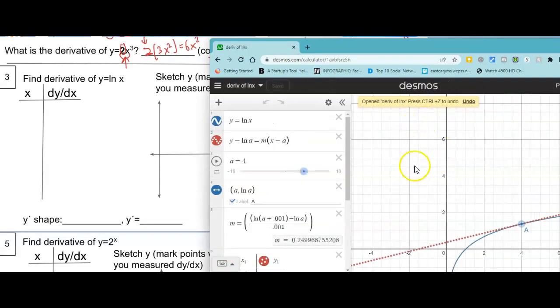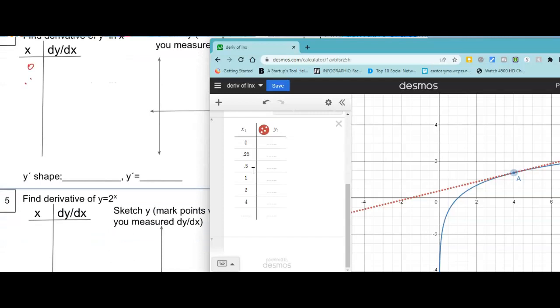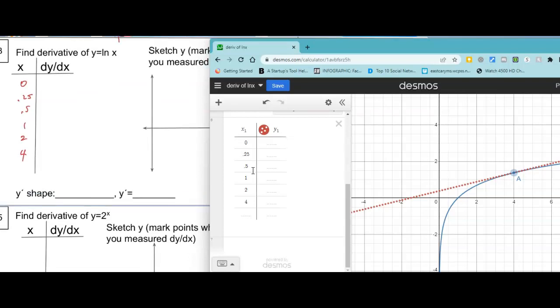Okay. So we're going to do the same thing with the natural log function, and we're going to put in a few different points: 0, 0.25, 0.5, 1, 2, and 4. The natural log function itself looks like this, right? And the places we're going to check the slope are 1, 0.5, 2, and 4. You can see that at the beginning, the slope is very steep, and then as we go along, it gets less and less steep. So we're going to see that in these values here.